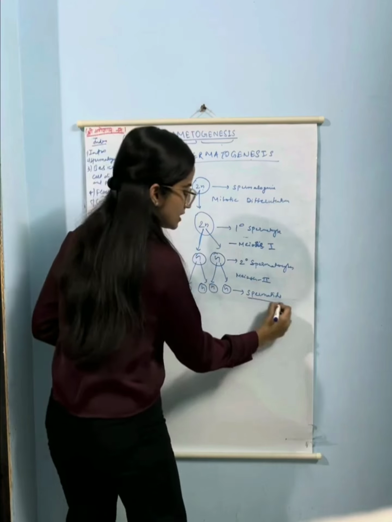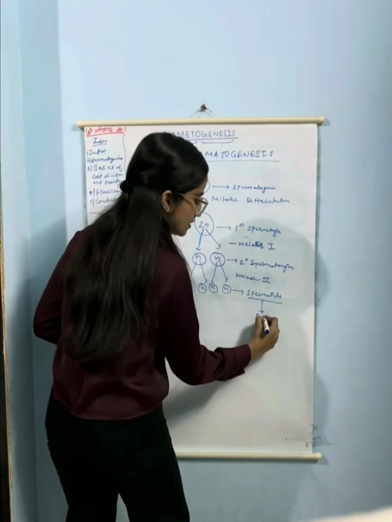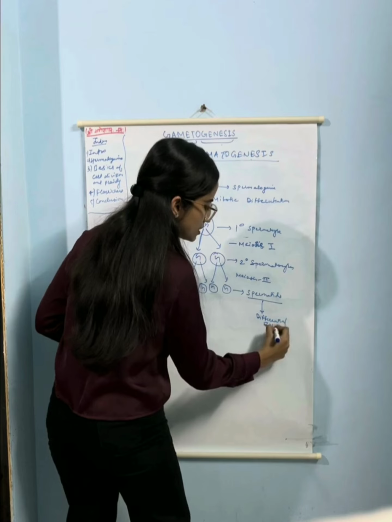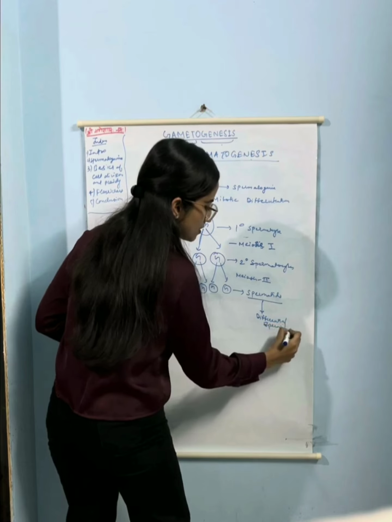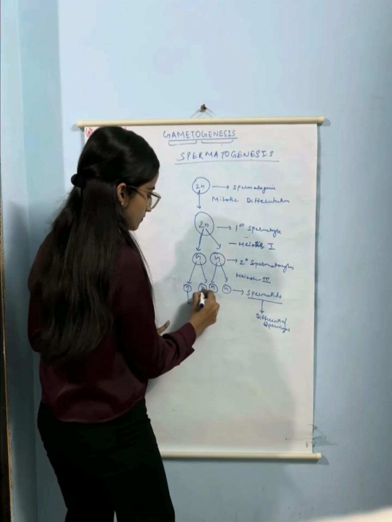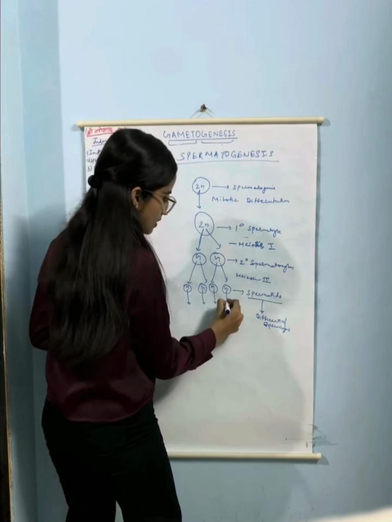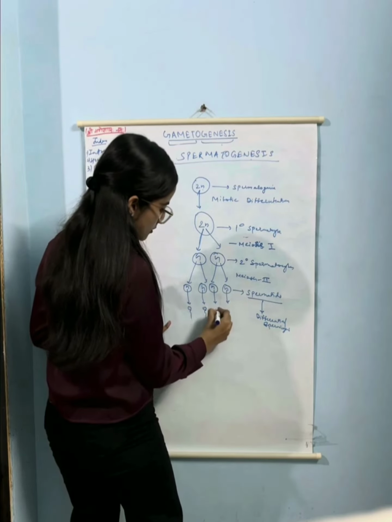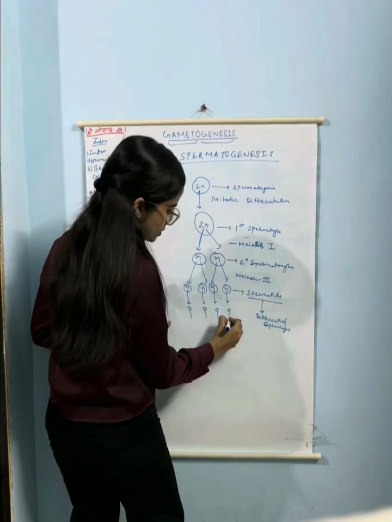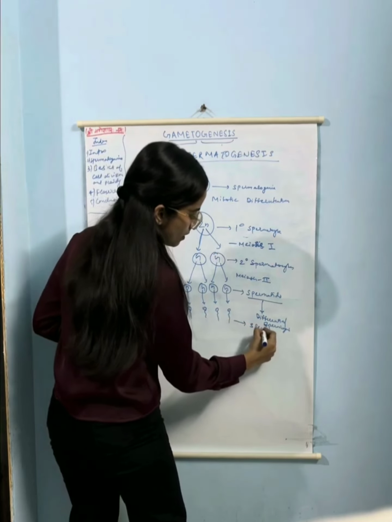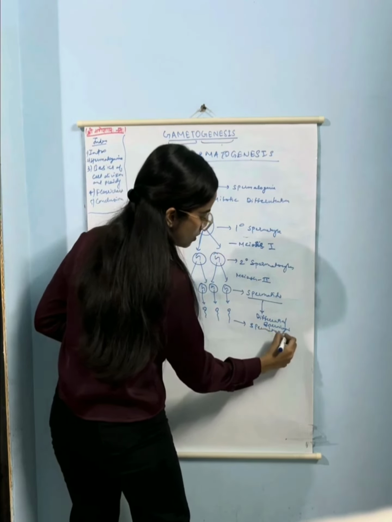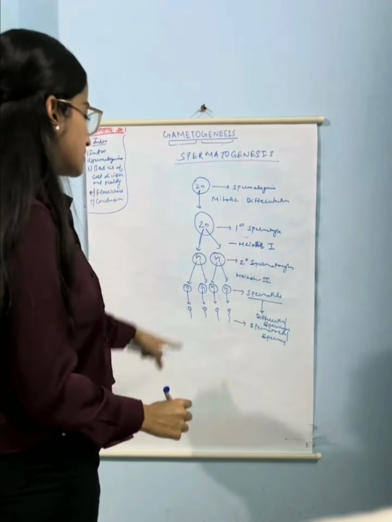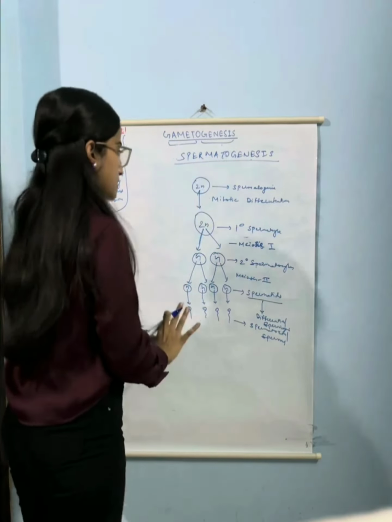Now these spermatids will undergo differentiation through the process known as spermiogenesis, and they will form sperms or spermatozoa. After spermiogenesis, these are spermatozoa or sperms. So this is the whole spermatogenesis.